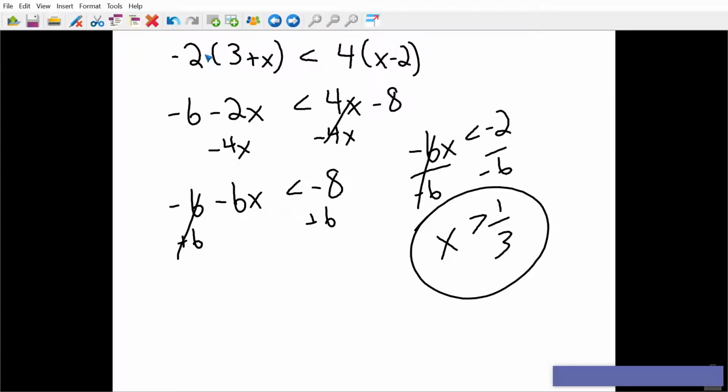We distribute both sides first. Next, we are going to get the x's together, so we're going to minus 4x from both sides. Then again, we move the 6. This is negative 6. The opposite is to add 6 to both sides. And we have negative 6x is less than negative 2. We divide both sides by negative 6. Our inequality sign flips, and 2 over 6 simplifies to 1 over 3. Next question.